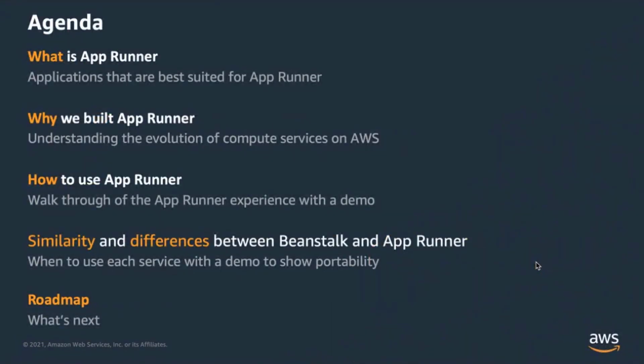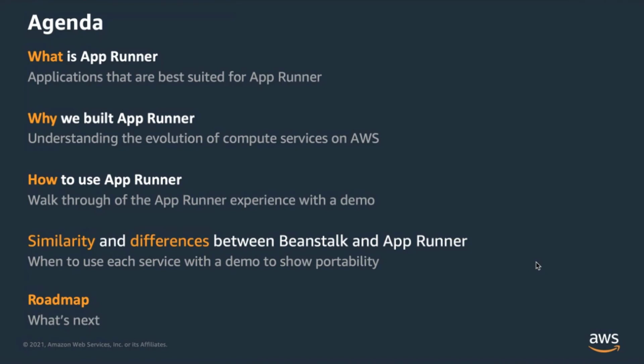So here's the agenda for today. We're going to discuss what is AWS App Runner and the kind of applications that you can run on the service. We're going to discuss why we built App Runner. There are many services in AWS where you can build and run applications. So what makes App Runner unique? And we'll also look at some of the benefits.